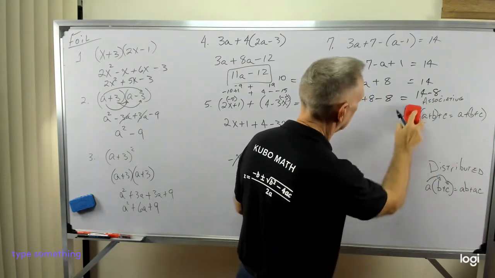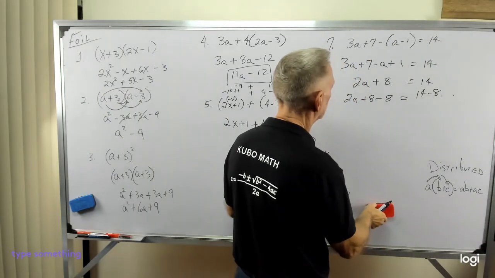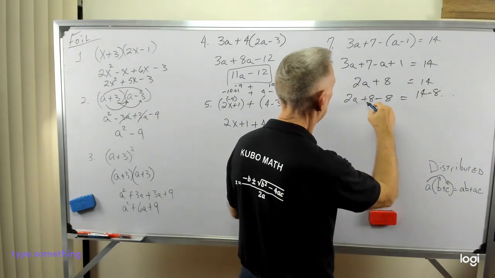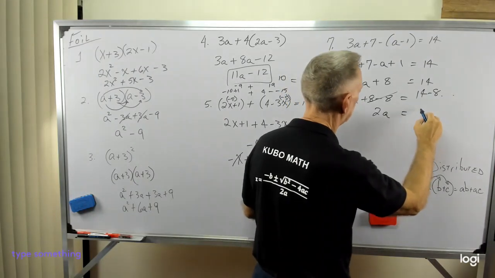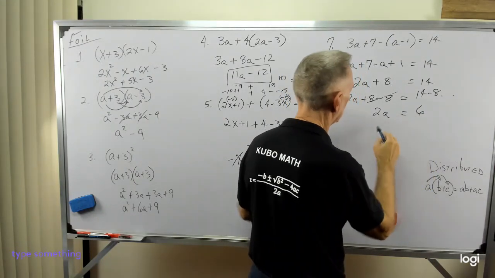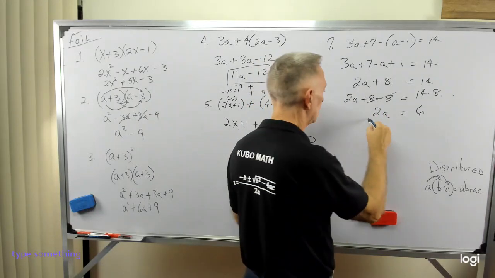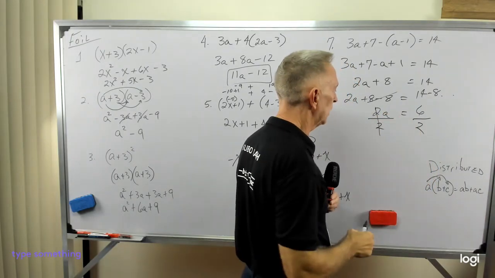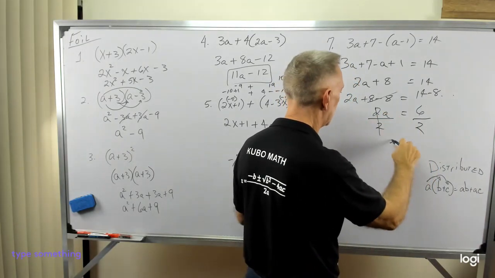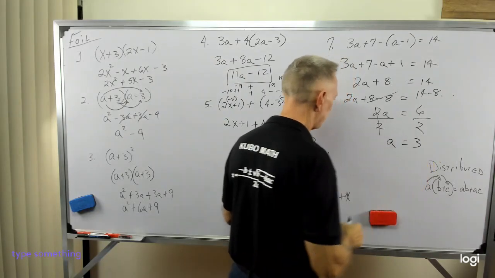I need to get rid of my associative property for a moment. So 8 minus 8 cancels, so I have 2a equals 14 minus 8 equals 6. I don't want 2a, I want 1a, so let me divide both sides by 2. 2 divided by 2 is 1. 1 times a is a. 6 divided by 2 is 3.